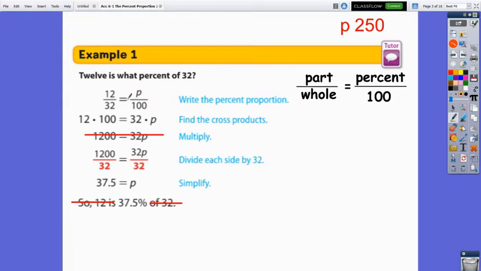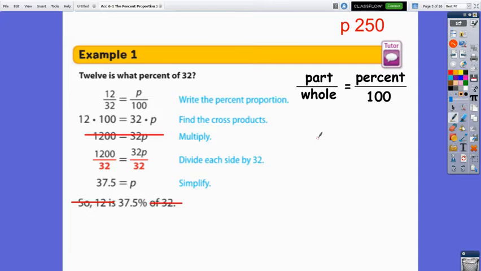You can cross multiply to solve this proportion. 12 times 100 equals 32 times P. You don't have to rewrite it again. Divide both sides by 32, and your answer is 37.5%. So the answer comes out as a percent, and 12 out of 32 is 37.5%.